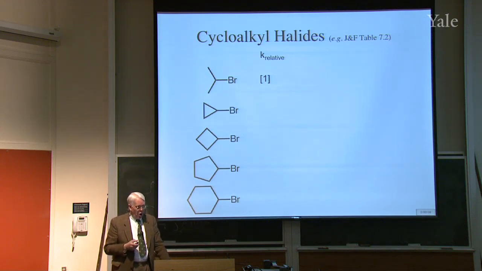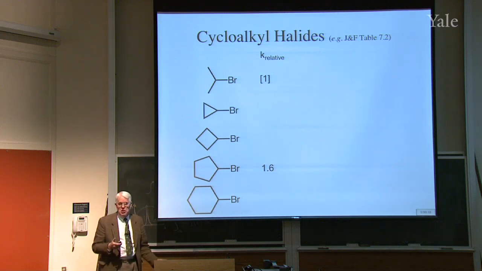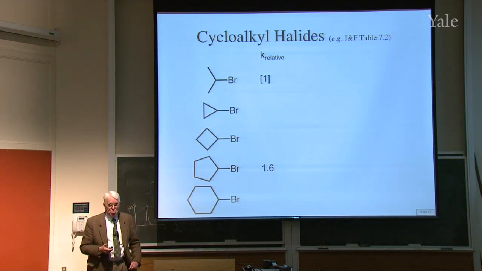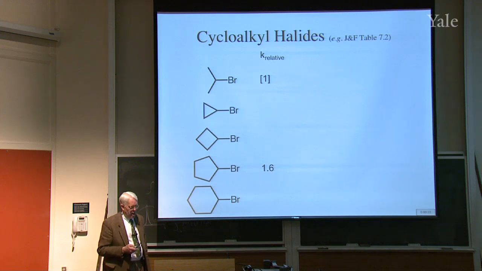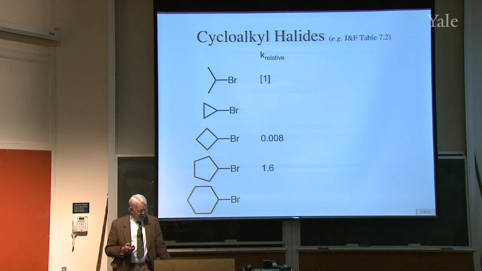Now, there's also an interesting case when the R group is in a ring. So here's no ring at all, just 2 methyl groups, then 3, 4, 5, and 6-membered rings, and we're going to displace the bromide. Now, cyclopentyl bromide is almost exactly the same rate as isopropyl bromide, which we're taking to be 1 for relative purposes. But cyclobutyl is very much slower. What is that? 200 times slower, right? And cyclopropyl is very, very much slower than that.